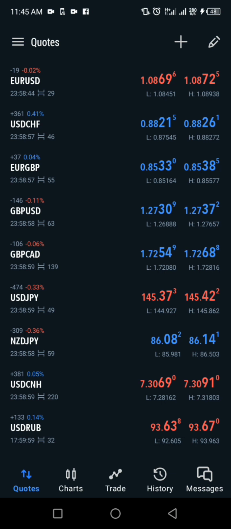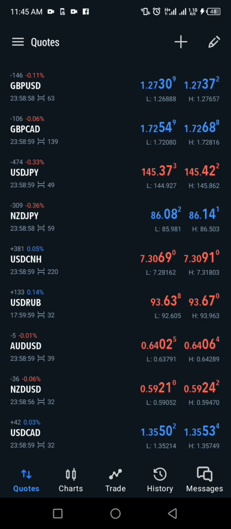So for GBP USD, that's Great Britain's pounds against USD. Great Britain's pounds is always higher than United States dollar too. So that is why the digit is 1.2730. That means you need 1.2730 United States dollar to get 1 Great Britain's pound. That's just the logic. It's as simple as that.